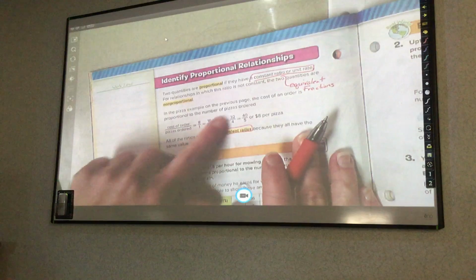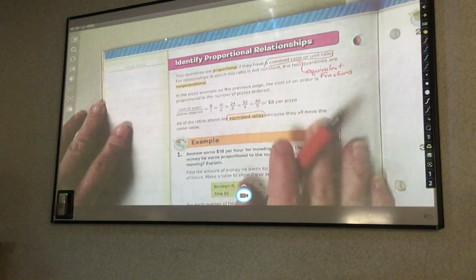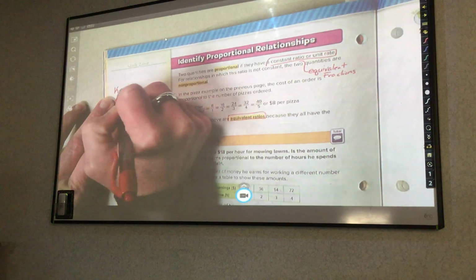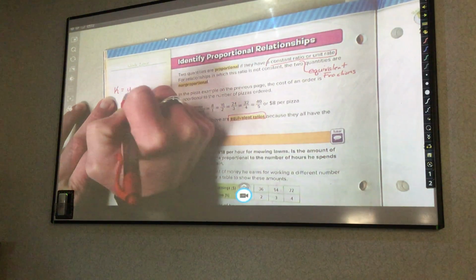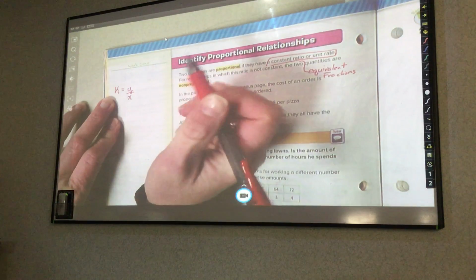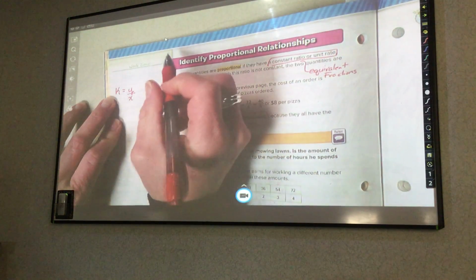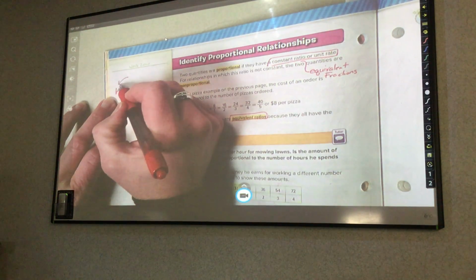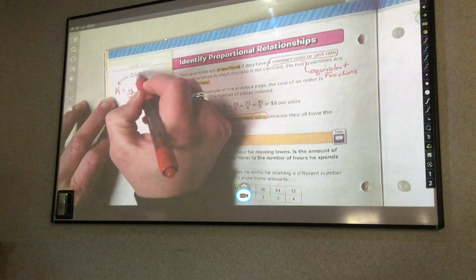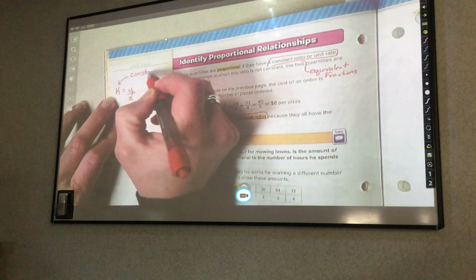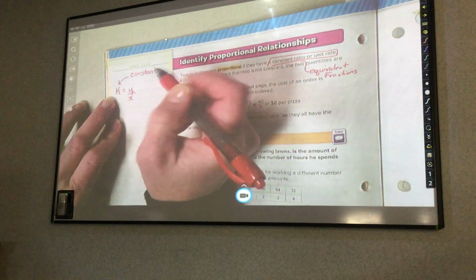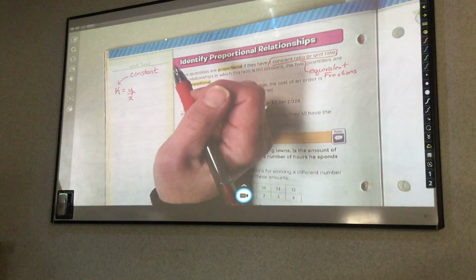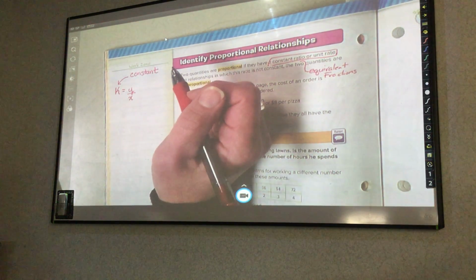Now, what's going to help us with this is if I say K equals Y over X. This was on our notes at the beginning of the chapter. And what does K equal? K stands for constant. The constant of proportionality. If they're not going to have the same constant, they're not going to be proportional.